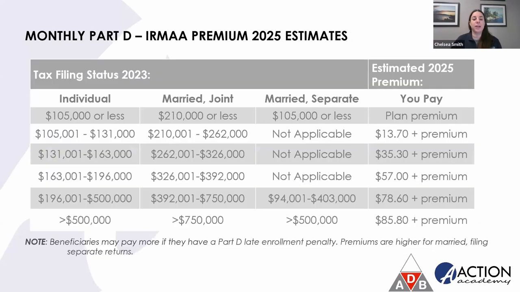So just like before, these numbers are estimated for 2025. This is from the trustee report. So as you can see here, it's a little more difficult to determine exactly what your total premium will be for Part D, because each Part D plan has a different premium, but we can determine the additional costs plus the premium. And again, these are estimated for 2025.